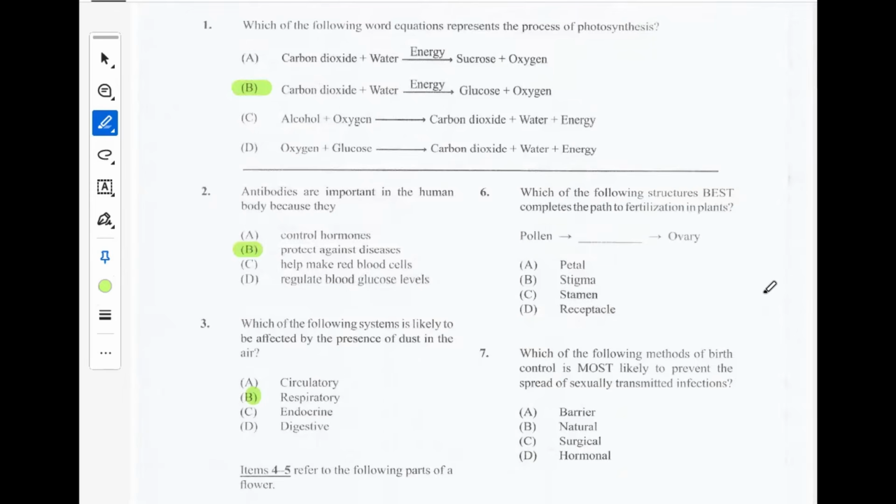Question 6. Which of the following structures best completes the part of fertilization plants? We have the pollen and we have a blank and it goes to the ovary. They give us petals, stigma, stamen, receptacle, and we will be choosing B, the stigma. Yeah, it must reach the female part of the flower.